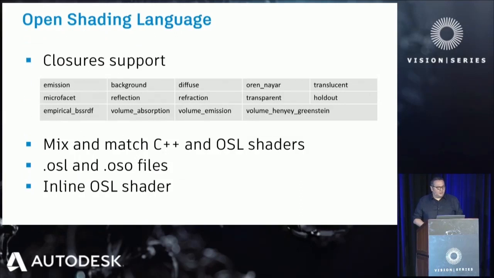The first big feature of Arnold 5 is the addition of the Open Shading Language. It's a full integration, so it's not just for textures and patterns, it also includes full closures support. You can see here the list of the closures that we support, and you can see that it includes also the volume closures. So you can build a full-blown Uber surface shader or volume shader with that. You can mix and match C++ and OSL shaders. And if you have lots of OSL shaders that are chained together in a subgraph, they'll be optimized out, so evaluated just once.